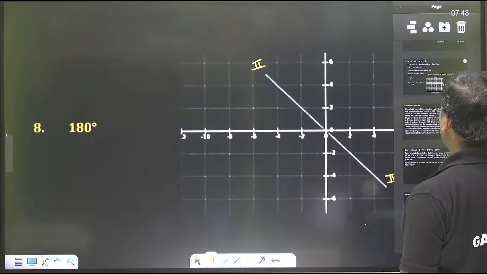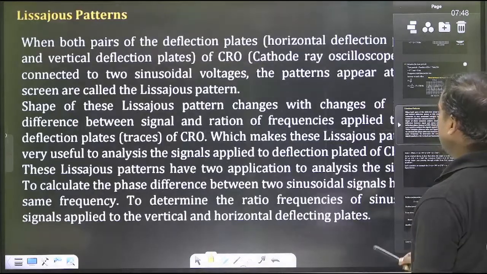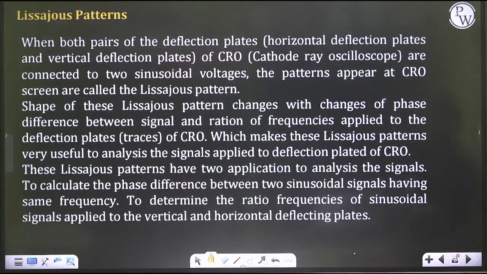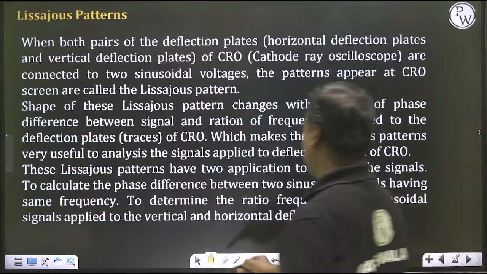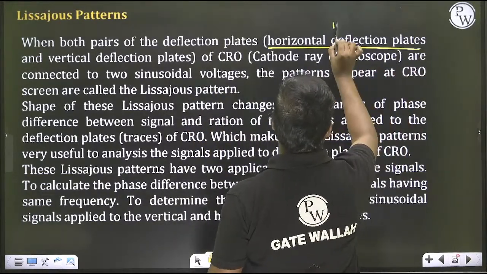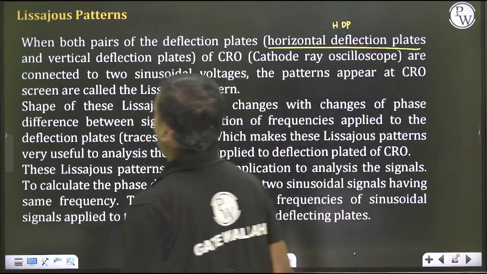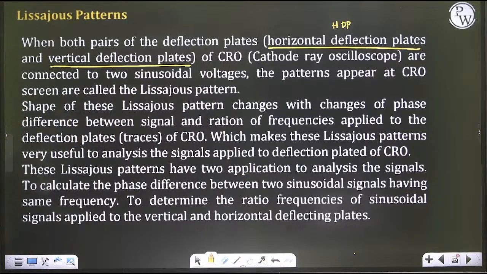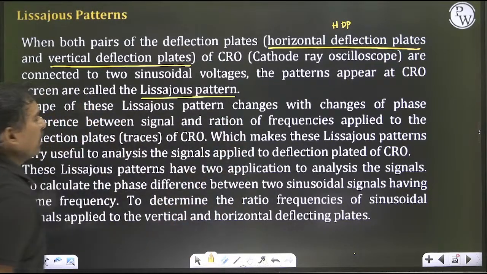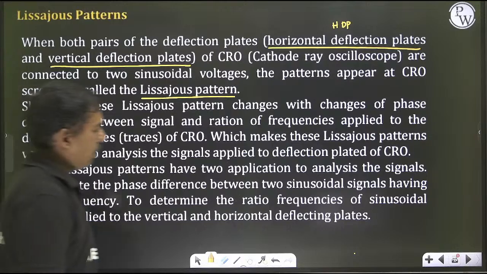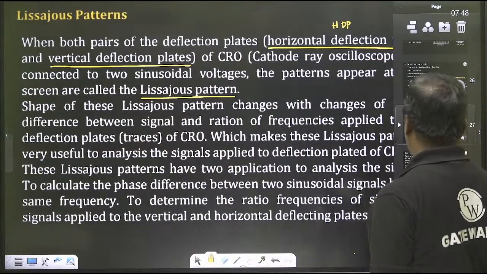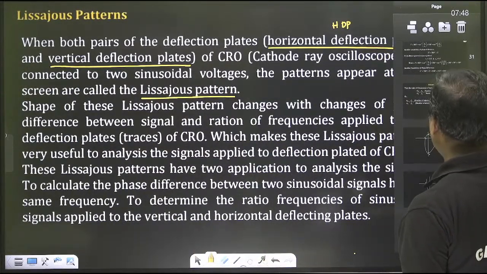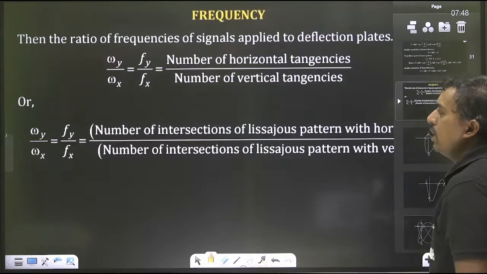Lissajous patterns. So listen, when both pairs of deflection plates of the CRO, the horizontal and the vertical, are connected to two sinusoidal voltages, the pattern that appears on the CRO screen is called a Lissajous pattern, whether it is phase shift related or frequency related. Now I am going for the frequency.